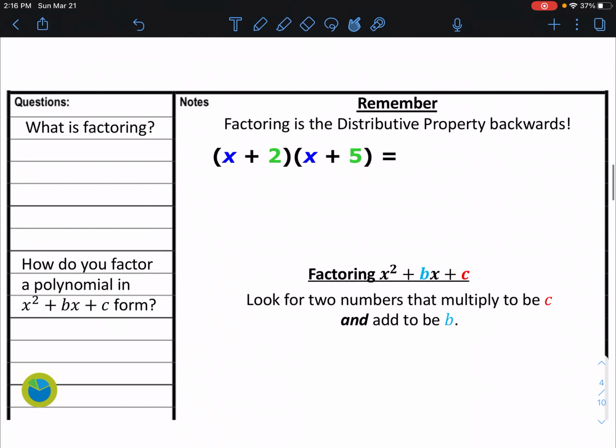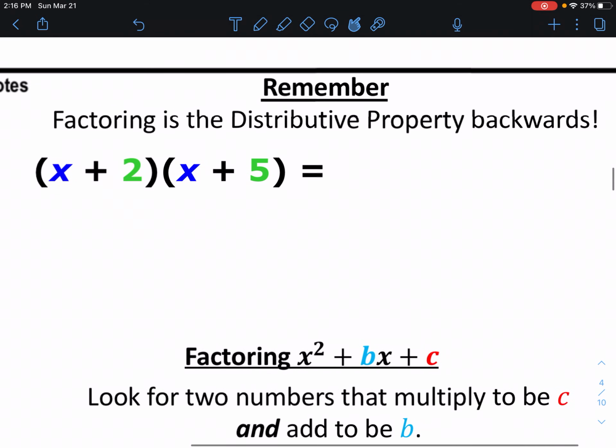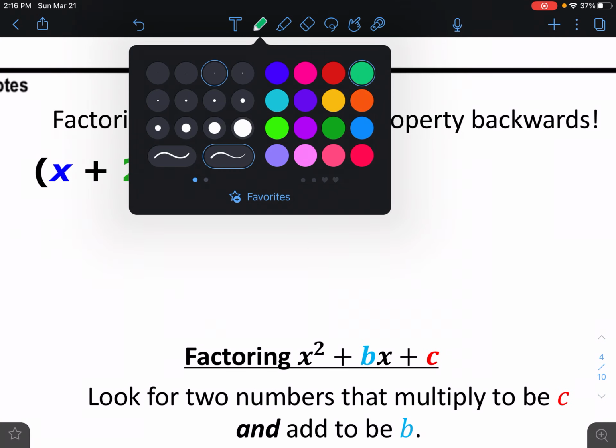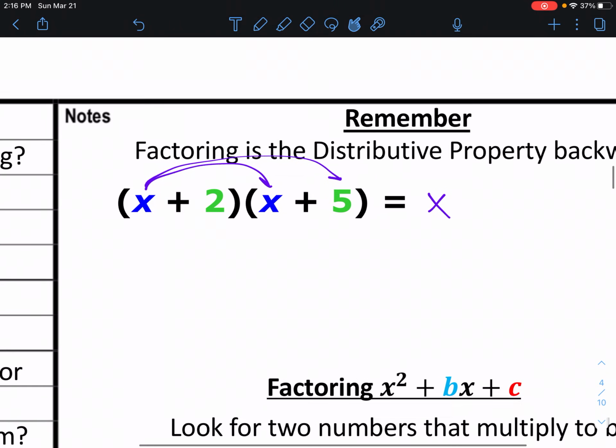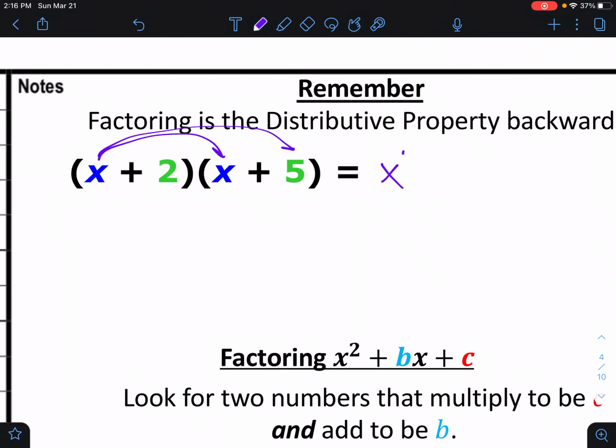So remember, distributive property is multiplying, and then if we factor, that's kind of going backwards. So if I use the distributive property and I want to figure out what this is, in our last unit we talked about how to do this, right? We said x times x, and then x times 5. So x times x gave us x squared. And then x times 5 is 5x.